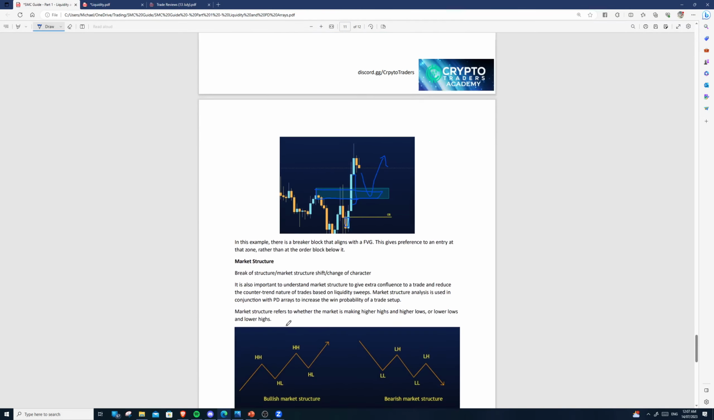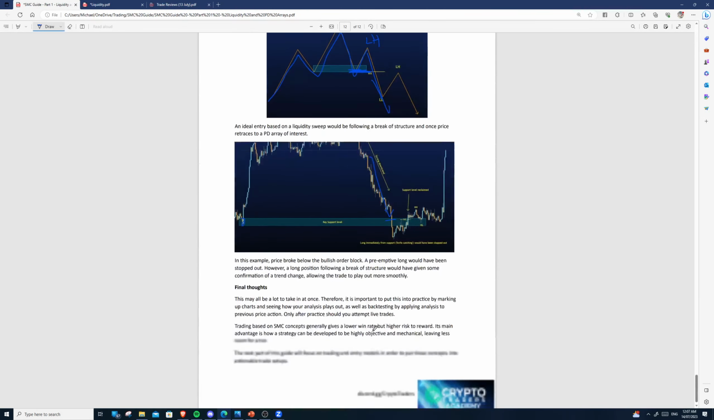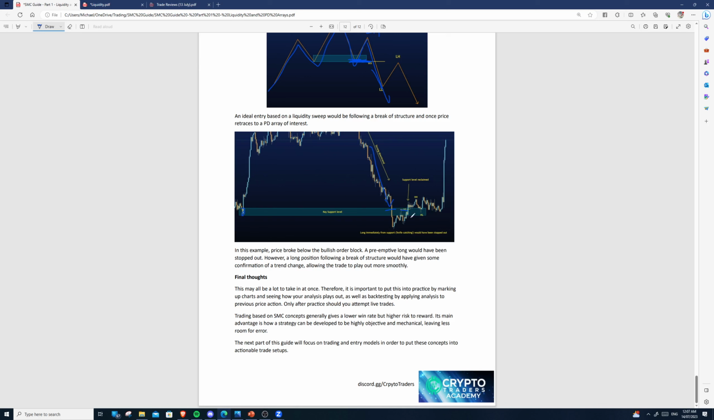And pretty much how you make use of that is you wait for a break of structure, and then you look for a new PD array to mark your entry, and that way you can have a tighter stop loss, better risk to reward, and pretty much be less likely to be stopped out. It makes your trade a higher probability trade.